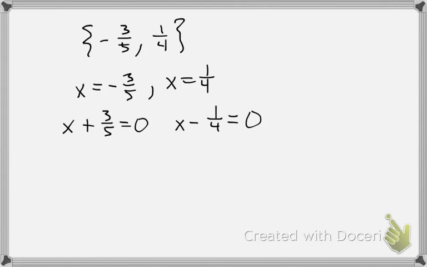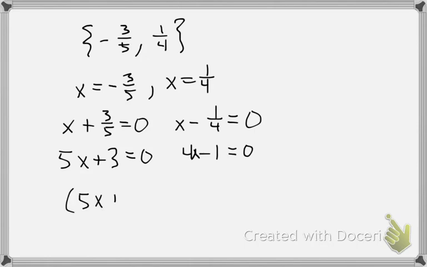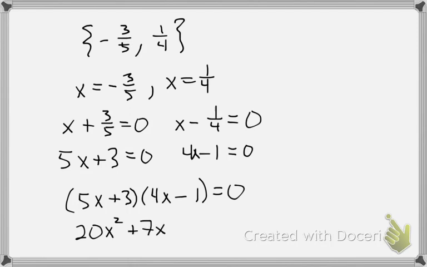Now, do you like fractions? Multiply the one on the left by 5. Multiply the one on the right by 4. And we get 5x plus 3 times 4x minus 1. Is that equal to 0? So I get 20x squared. I get 12x minus 5x, so 7x minus 3 equals 0. How do you guys feel about that?